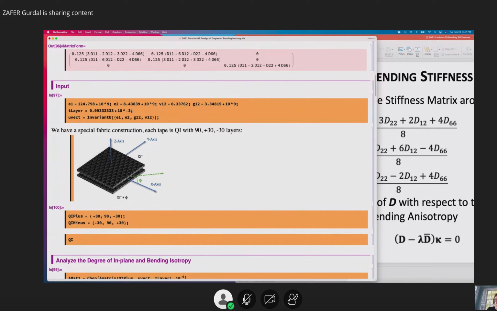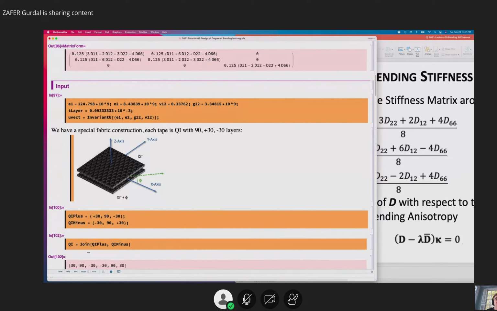So if I run this to make a real QI, I need to join them. I forgot how join works, but let me try and see if it works. Yeah, plus 30, 90, minus 30, minus 30, 90, plus 30. Otherwise, you cannot get a quasi-isotropic layup.